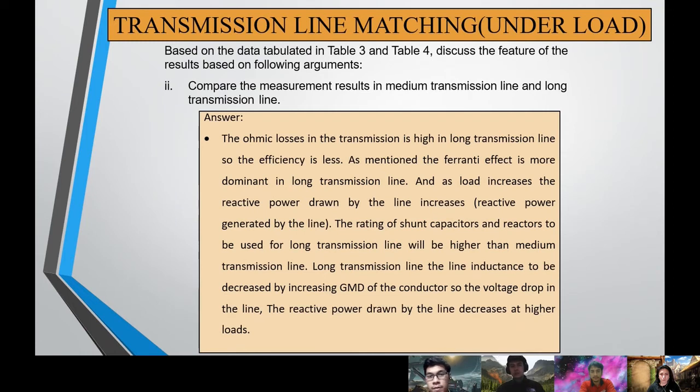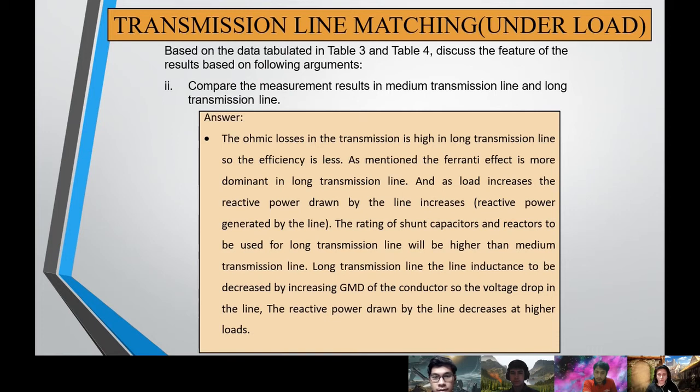This is also based on the tabulated results in table 3 and table 4. When comparing the measurement results in the medium transmission line and long transmission line, we get that the ohmic losses in the transmission are high in the long transmission line, so the efficiency is less. As mentioned, the Ferranti effect is more dominant in the long transmission line. And as load increases, the reactive power drawn by the line increases, which is the reactive power generated by the line.